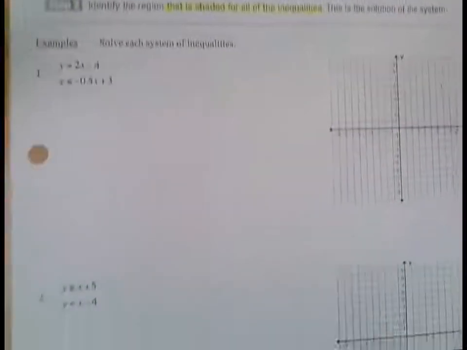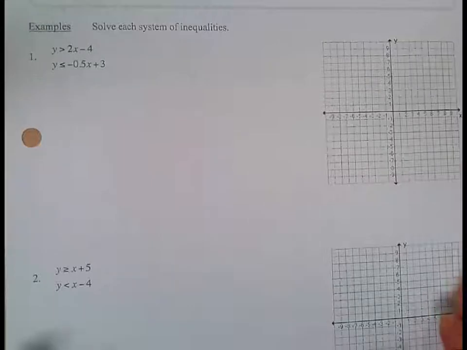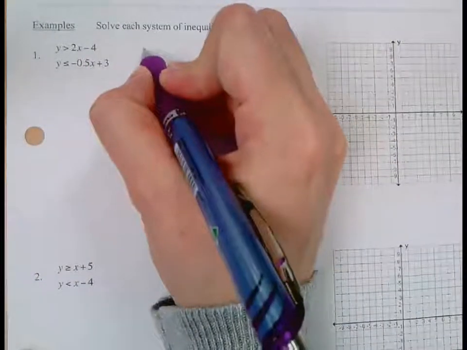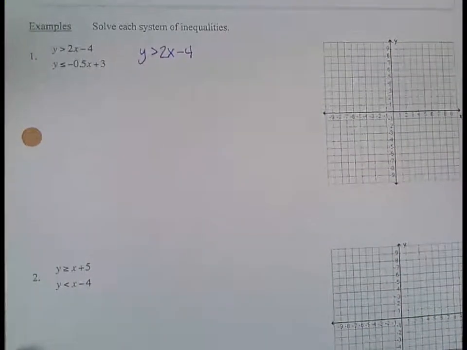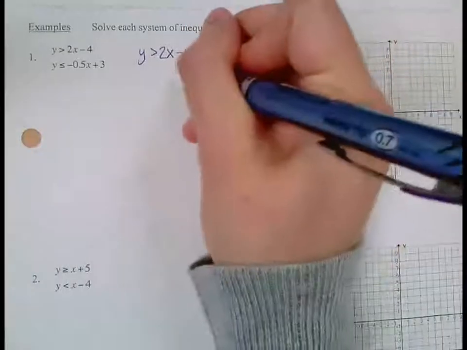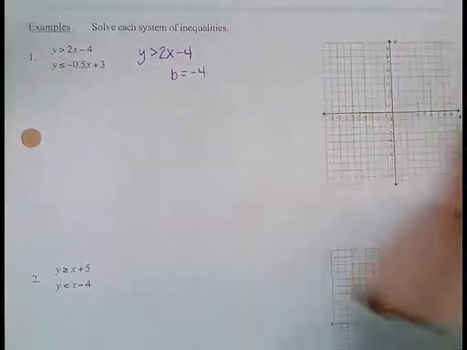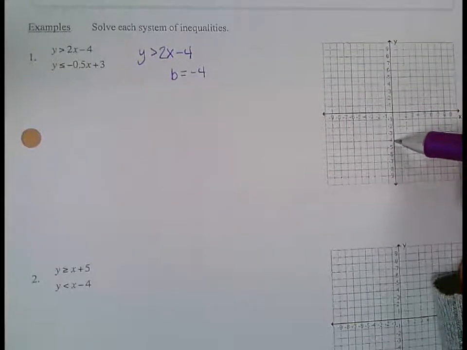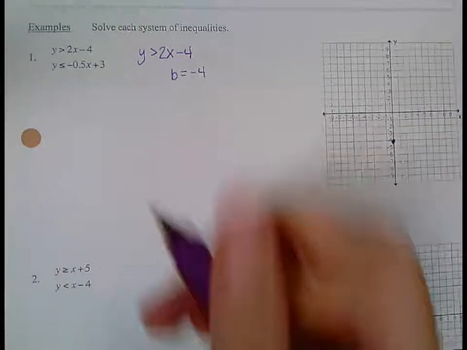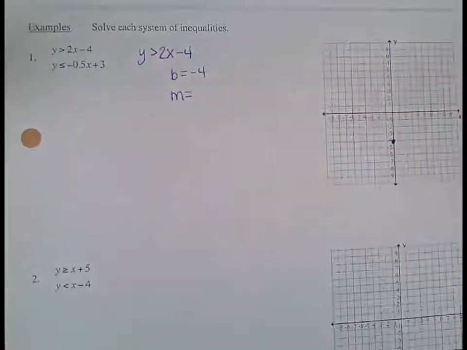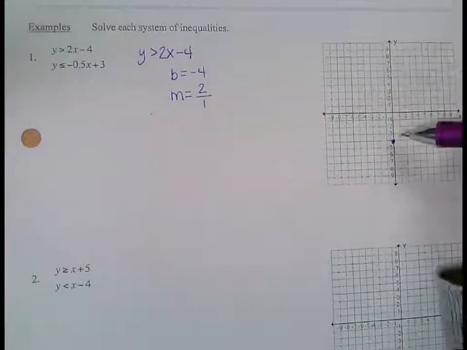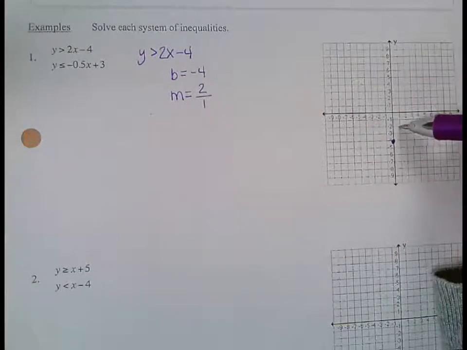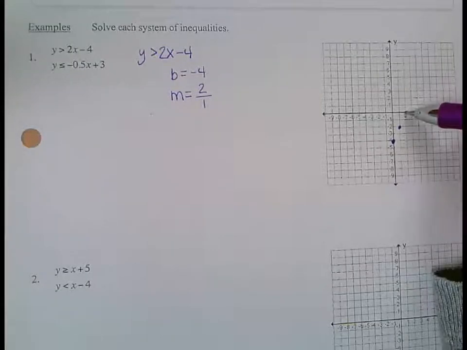So in this example, we're solving the system of inequalities. So I'm going to just pull out this first inequality, y is greater than 2x minus 4. It's already in slope-intercept form, so I can graph it right away. The y-intercept, the b, is negative 4, so I can plot that on the y-axis. And then the slope m is positive 2, which I could write as 2 over 1. So that means I'm going up 2, right 1, or down 2 and to the left.